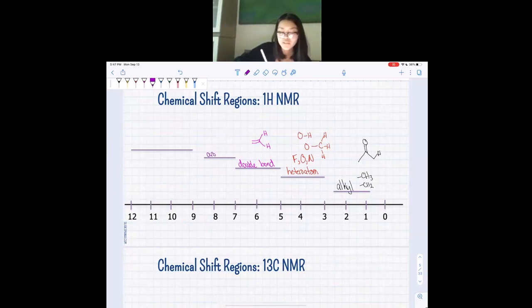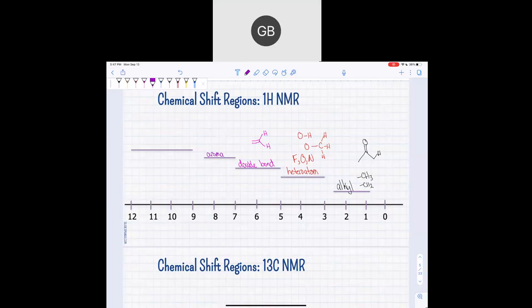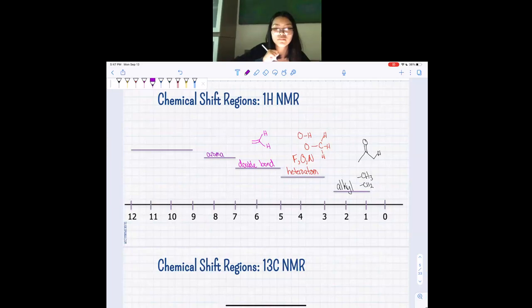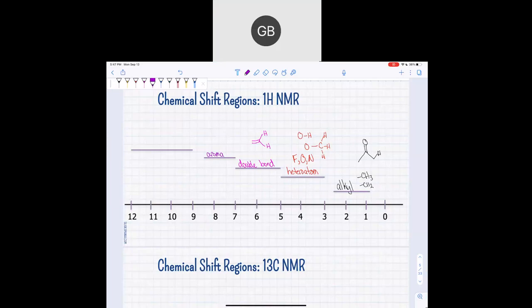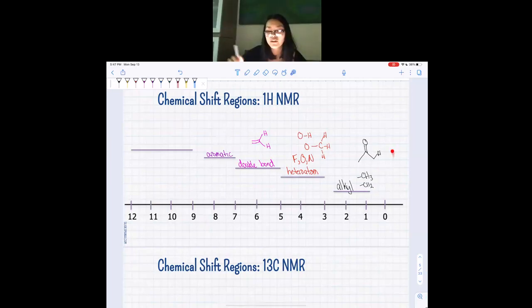Can a ketone be considered in the double bond region? Can a ketone be considered a 5 to 7 ppm since it has a double bond? No, the ketone will fall in the alkyl region because the hydrogen is a carbon away from the carbonyl. So there's no hydrogen on this carbon.